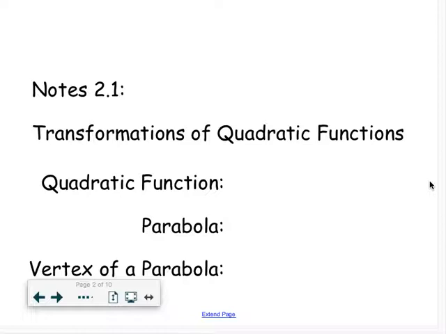So they're not in the transformational form. But we're going to define or talk about a few things just so everybody's clear. And these things you should know from Algebra 1. So what makes something a quadratic function? How do you know it's quadratic? You've seen quadratics before. What did they look like? It has an x squared.